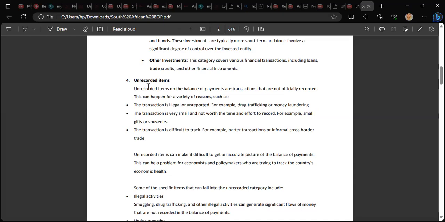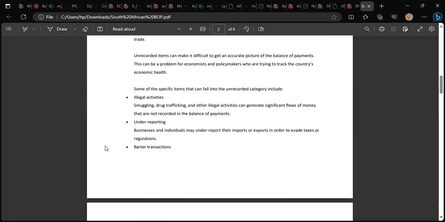But most importantly, the unrecorded items on the balance of payments are transactions that are not officially recorded. This can happen for a variety of reasons, such as some of these transactions could be illegal or unreported, right? And some of these transactions are difficult to track. Of course, unrecorded items do make it difficult to get an accurate picture of the balance of payments, but it's not a big problem, right?